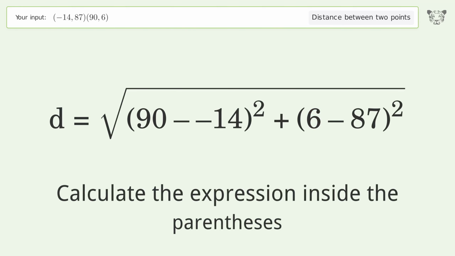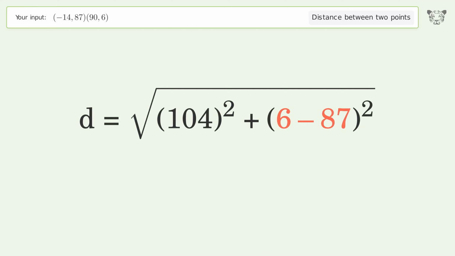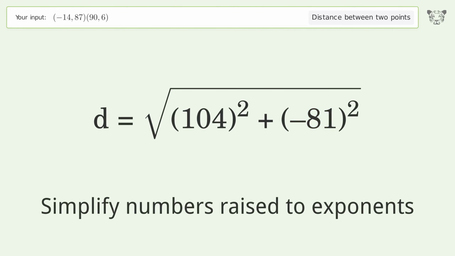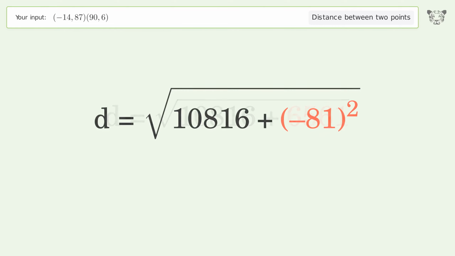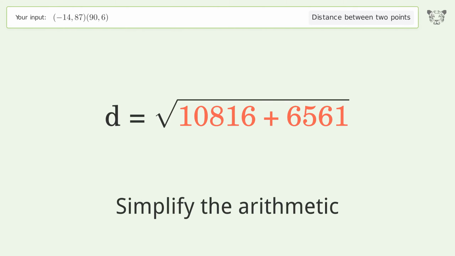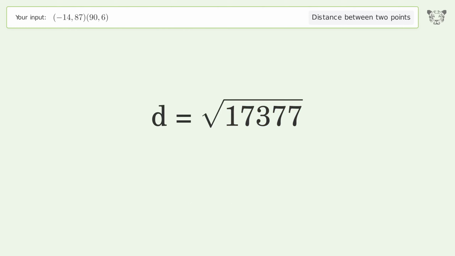Calculate the expression inside the parentheses. Simplify numbers raised to exponents. Simplify the arithmetic. And so the distance between the 2 points is the square root of 17,377, or 131.822.